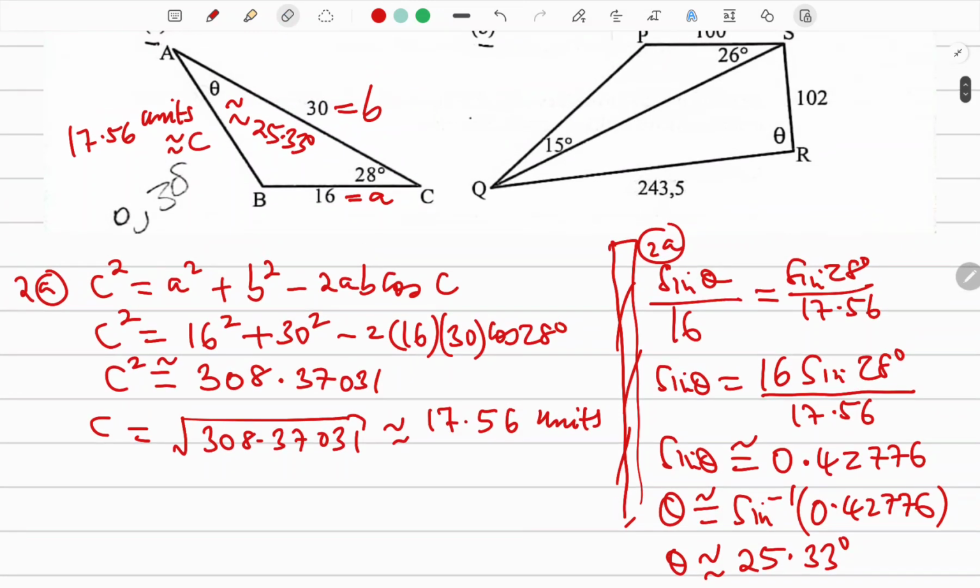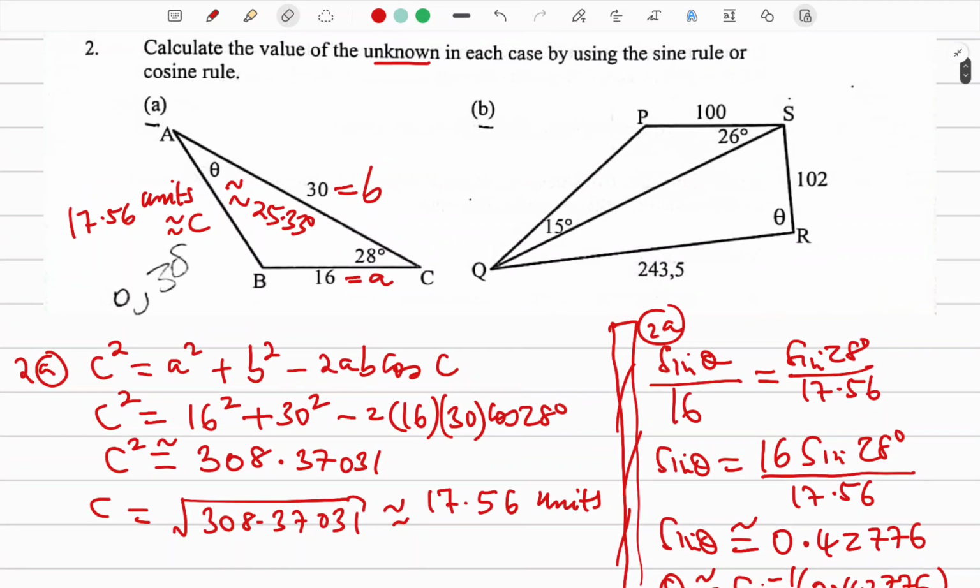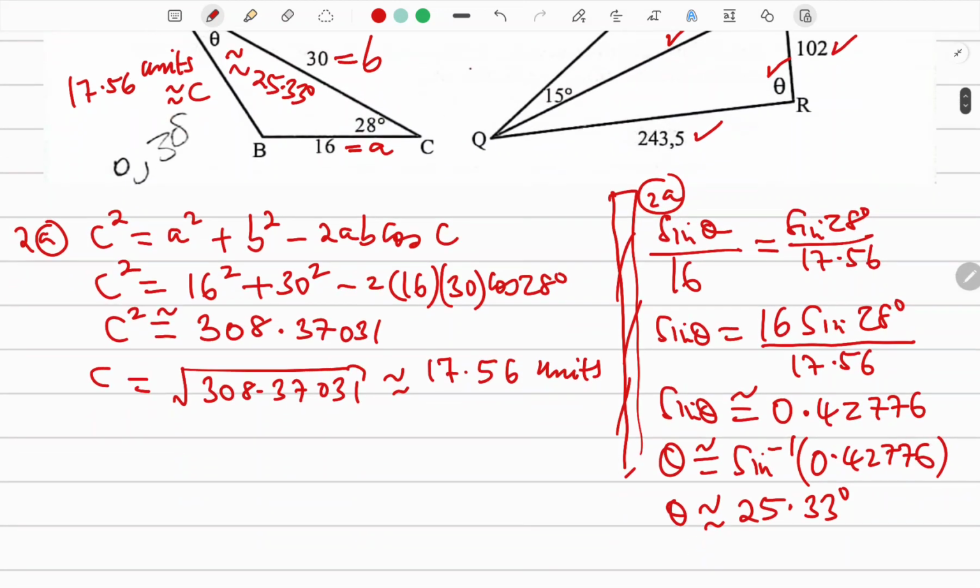We found the unknown angle theta in A, and now we're going to proceed to find the unknown angle theta in the next diagram, diagram 2B. To do that, we first have to realize that we need to find this side here, because if we find this side, we have three sides and one angle, so we shall be able to use the cosine rule in that shape.